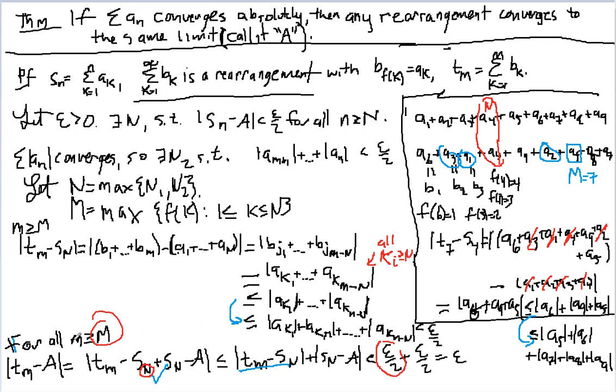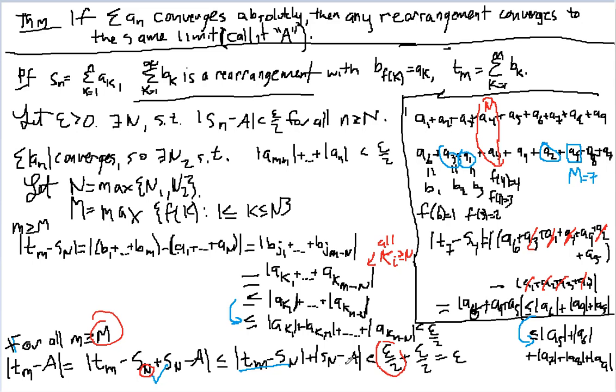which allows me to finally put it all together for m bigger than or equal to m, where m is the max of the f sub k's. Basically, I want to go up far enough in the rearrangement so that I'm going to avoid all of the terms that come before n, where n is defined like so. Once I do that, I get Tm minus a, split it up, throw in these two s sub n's, and then split it up. This thing is less than epsilon over 2 by essentially the Cauchy criterion with a whole bunch of clever inequalities in between. This is the complicated part.